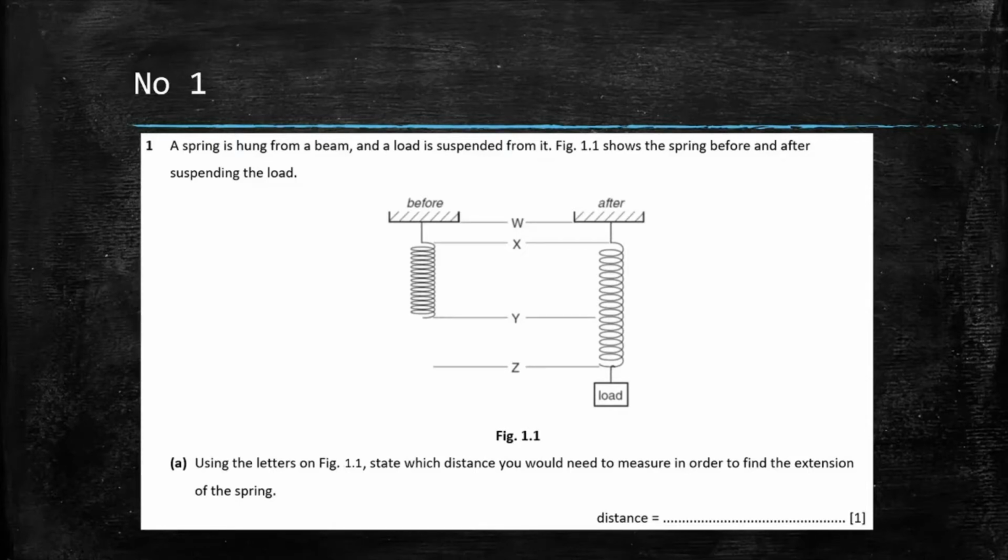Extension means the difference in length. In the figure, we can see that the initial length of the spring is y. After the load is added, the length of the spring becomes z. So, the extension of the spring is the distance between y and z, or zy. That's the answer for question 1a. Distance yz or zy.